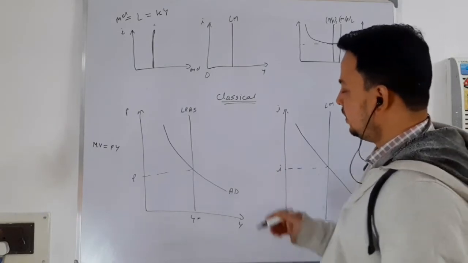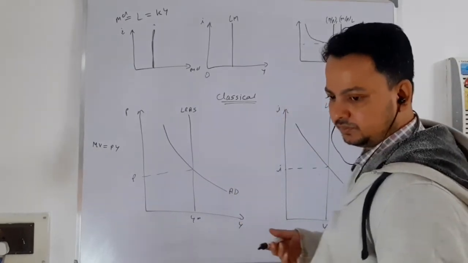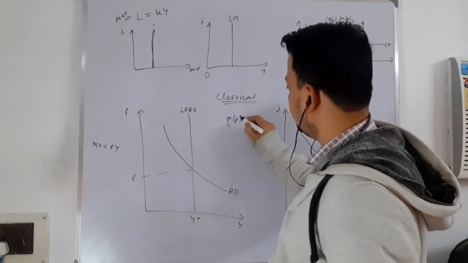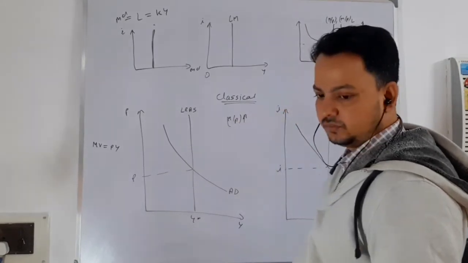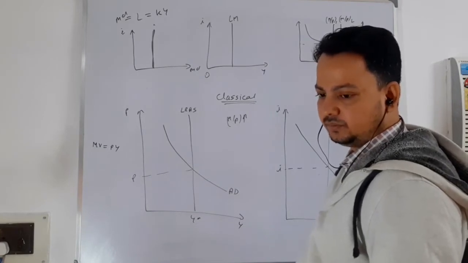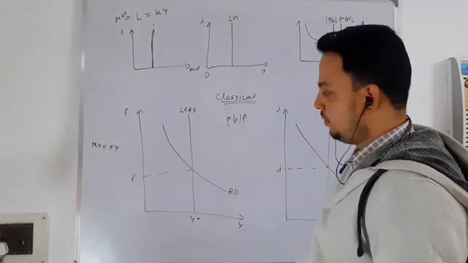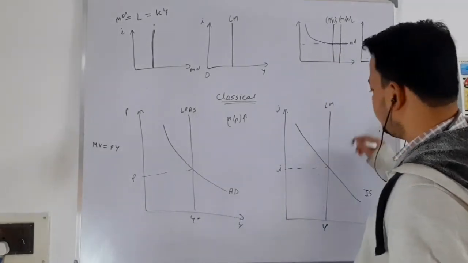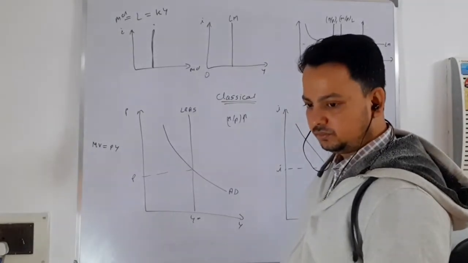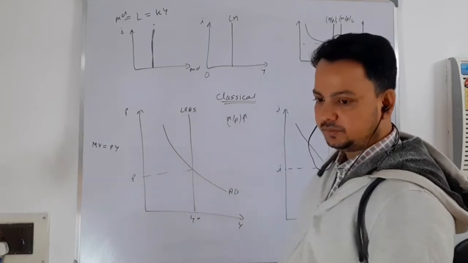Suppose there is an increase in real money supply, say M by P increases. When M by P increases, what will happen? The NM curve will shift rightward, that is okay. Here aggregate demand will shift also. Will it be a proportional shift or a non-proportional shift?